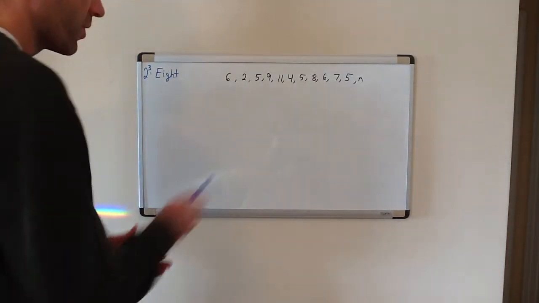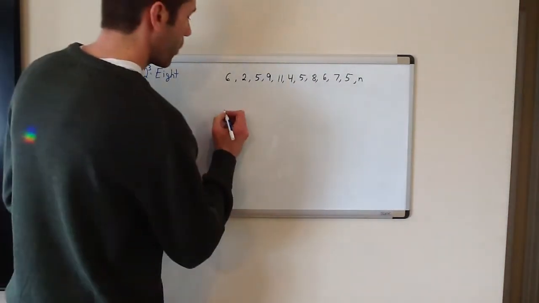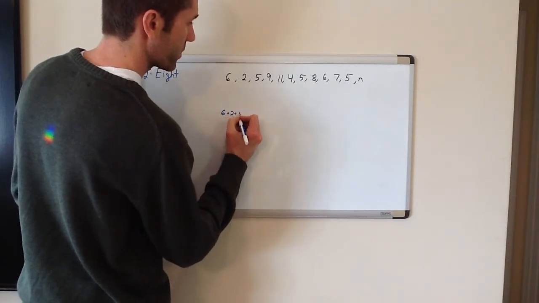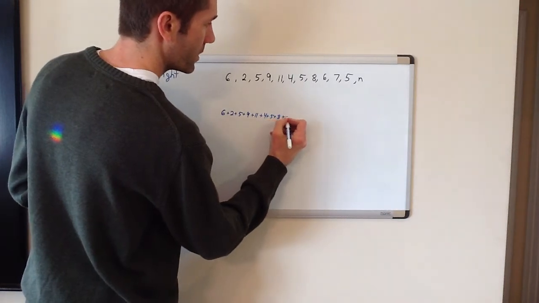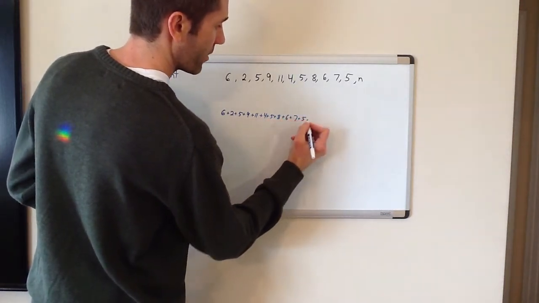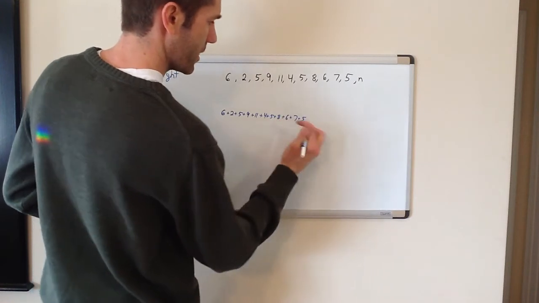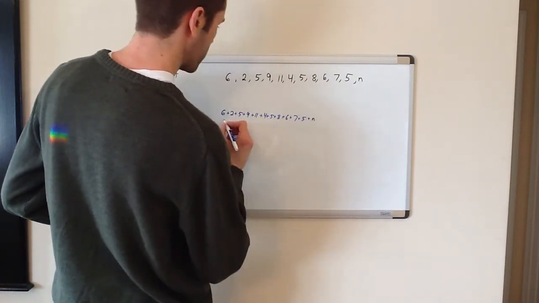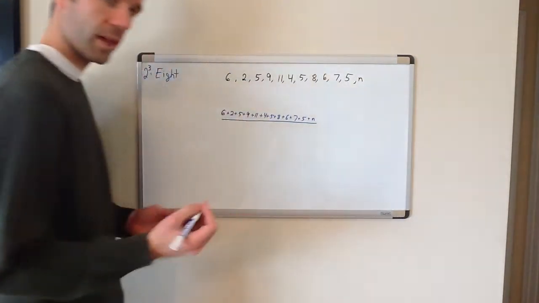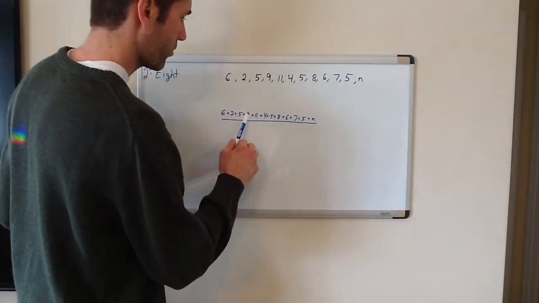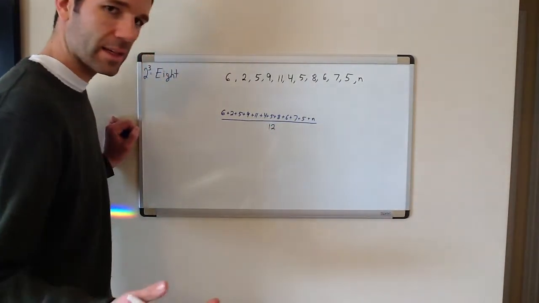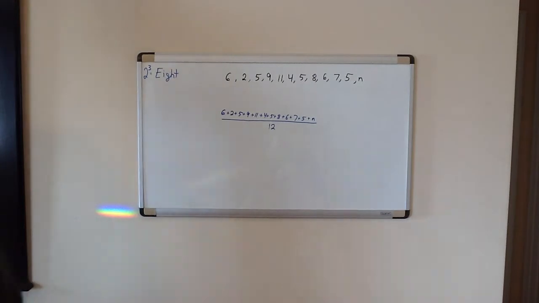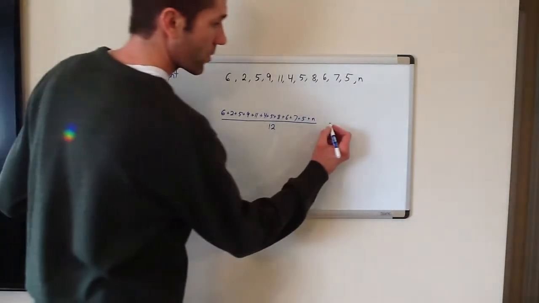Let's average these numbers together. We're going to average them. So 6 plus 2 plus 5 plus 9 plus 11, 4, 5, 8, 6, 7, 5, 3, 0, 9. Divided by, well, how many things do we have? 1, 2, 3, 4, 5, 6, 7, 8, 9, 10, 11, 12 things. And we want it to be at least 6. We want to have at least 6 runs per game. So now when we're going to have at least 6 runs per game, then we're going to have 6.